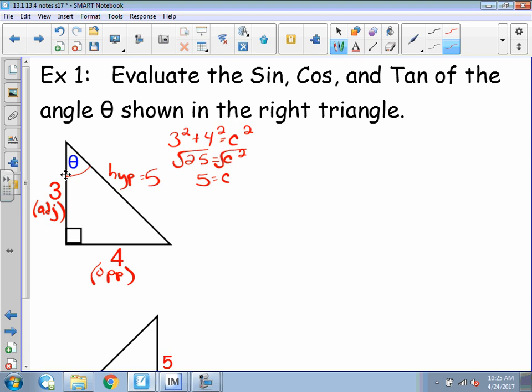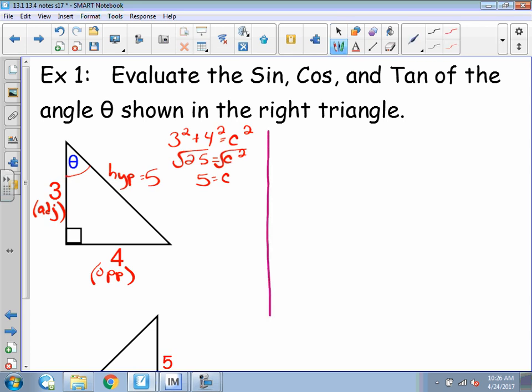Okay? You also need to remember that when we write these ratios, opposite over hypotenuse or adjacent over hypotenuse, your denominator cannot have a square root in it. So if you have a square root in the denominator, you have to fix it. You have to rationalize it. Okay, we did that. So this one, they're all whole numbers, 3, 4, and 5. So it's not that difficult.